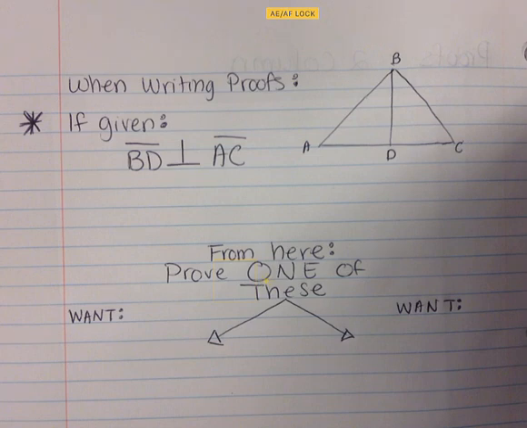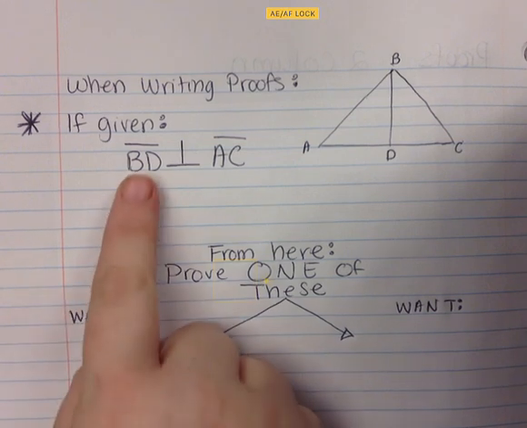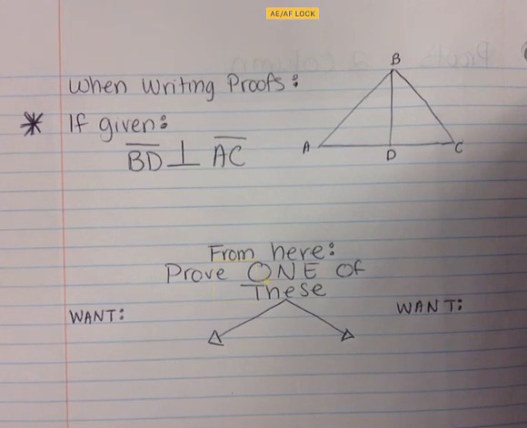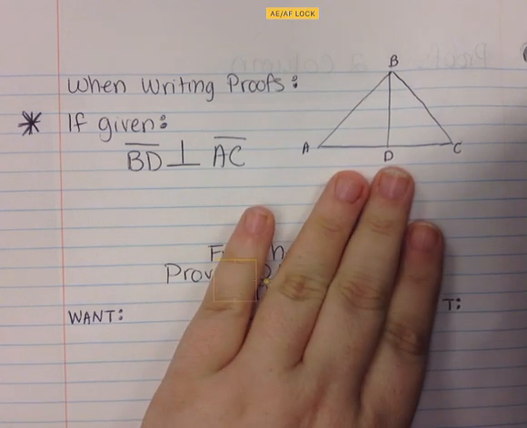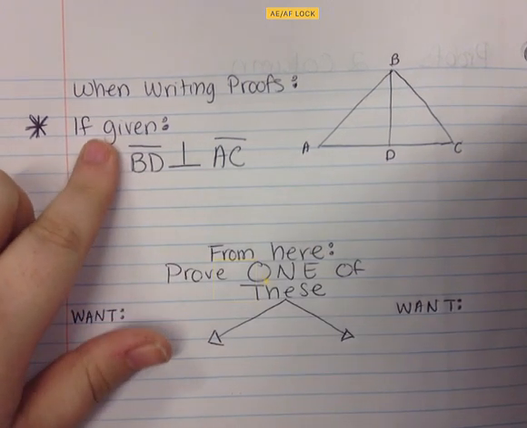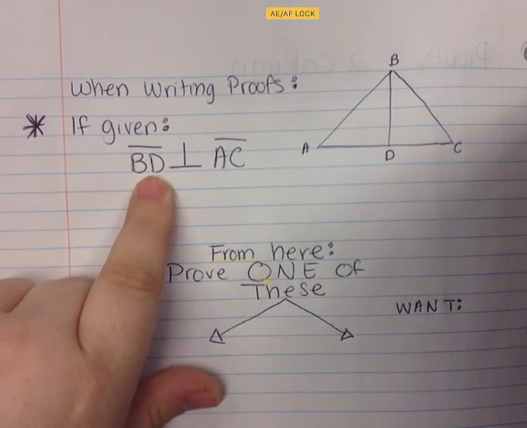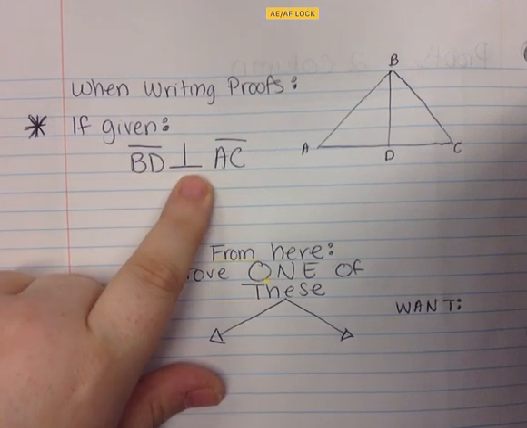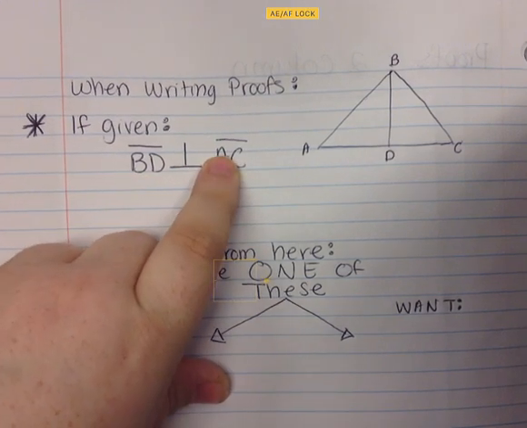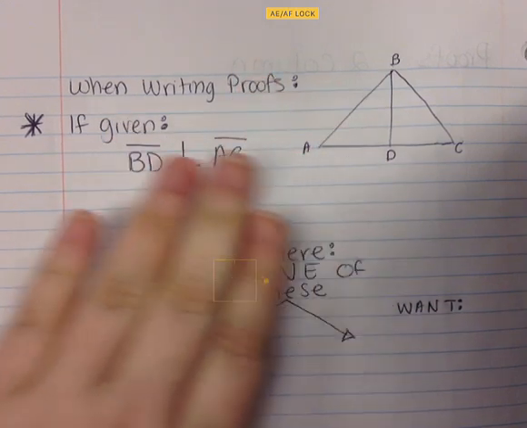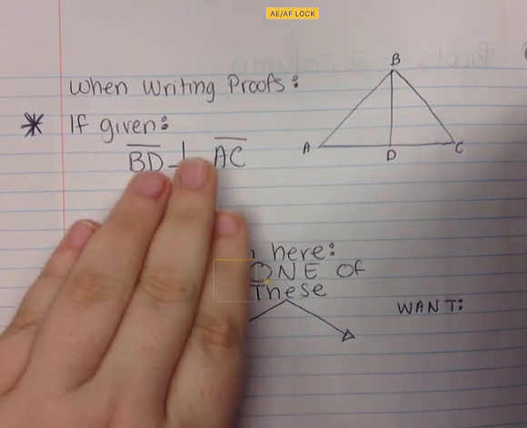This video is on when you're writing proofs. If you're given perpendicular information, you want to make sure you know what to prove and why you prove it. So if you're given a picture like this, and in your given, it says that segment BD is perpendicular to segment AC, what you need to do first is you have to use this word.